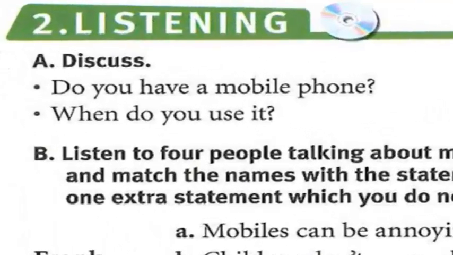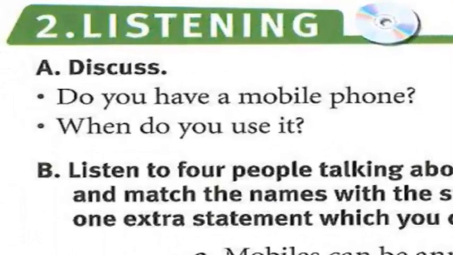2. Listening. A. Discuss. Do you have a mobile phone? When do you use it? In this part of activity 2, the listening activity, number A, discuss. It is a discussion activity. The most important thing here is just to speak in English. Try to recycle the new vocabulary and structure that you have learned through the whole module, and try to use more English and be able to speak in English.